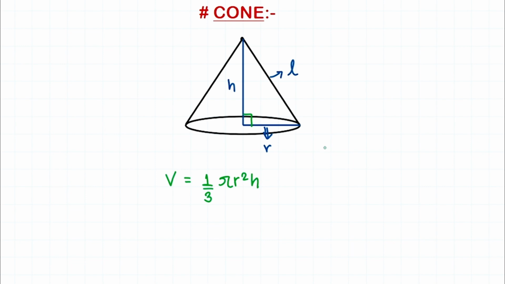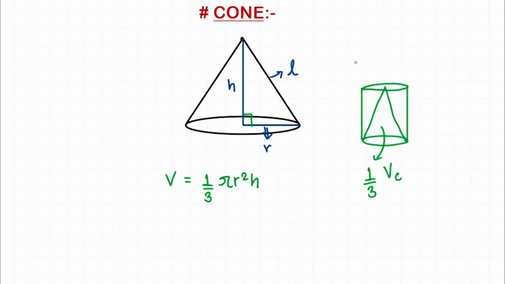So where did we get this formula from? So if you look at a cylinder, so this is just a rough sketch, okay? And if you divide this cylinder into 3 parts, you get a cone. So the volume of the cone is going to be 1/3 of the volume of the cylinder. And we know that the volume of cylinder is base area times height, which is pi r square h. And when we just put this 1 by 3 in front of this volume of cylinder, then we get the volume of the cone, okay? And in this way, we get our volume of the cone as 1 by 3 pi r square h.